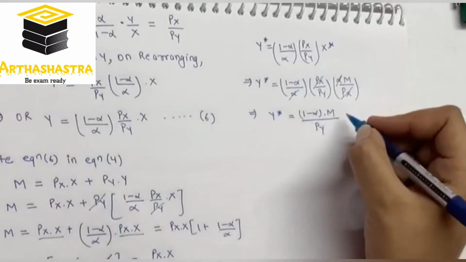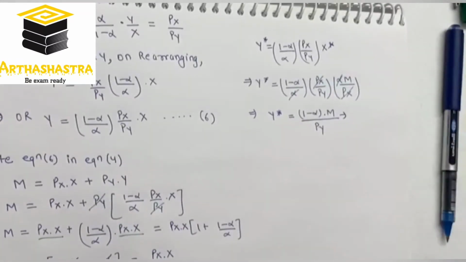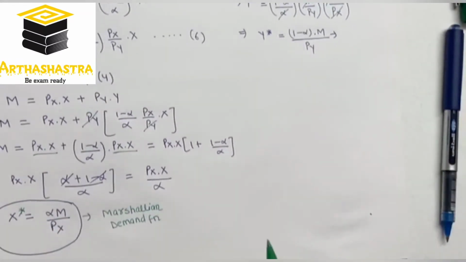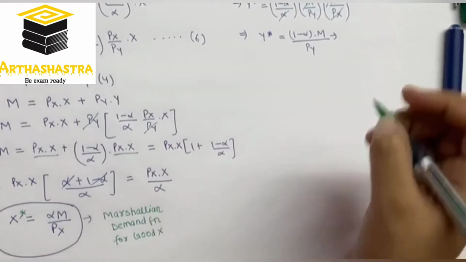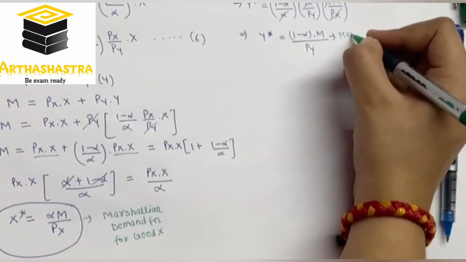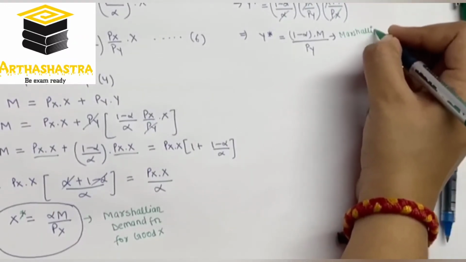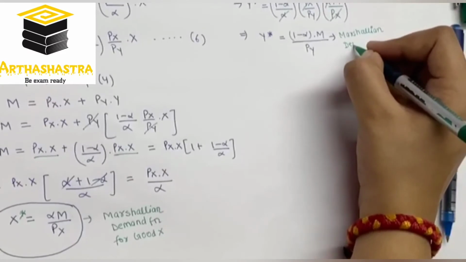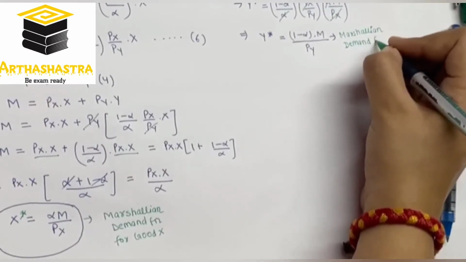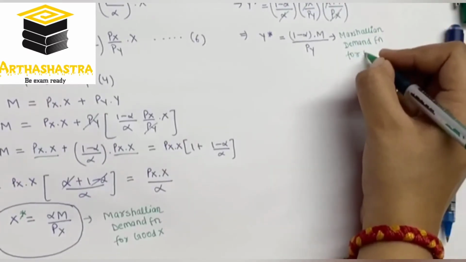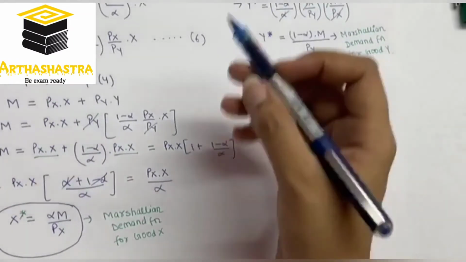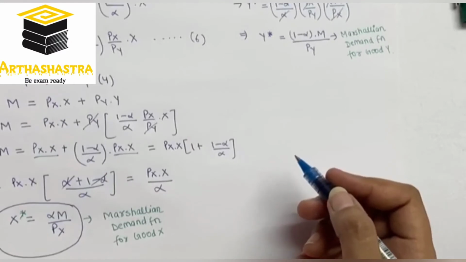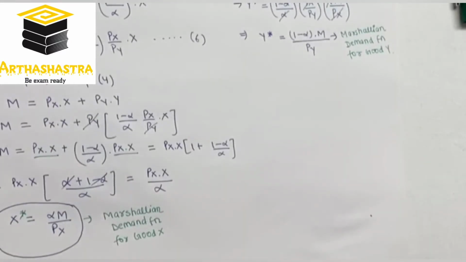This was our Marshallian demand function for good x. This is our Marshallian demand function for good y. Now this is what we solved. Let's focus now on the representation of this.